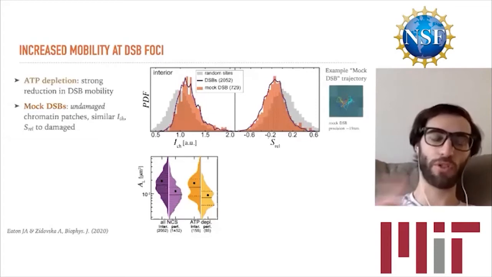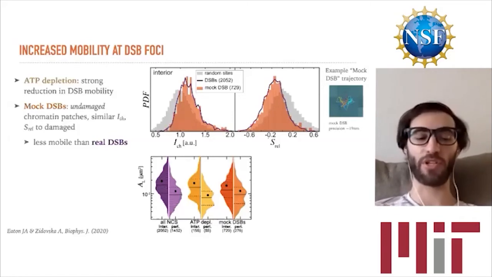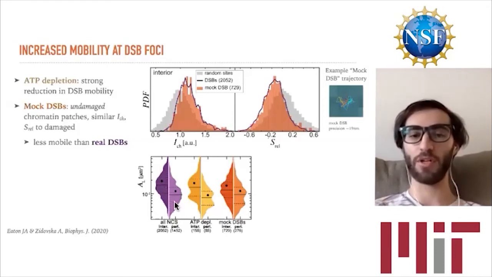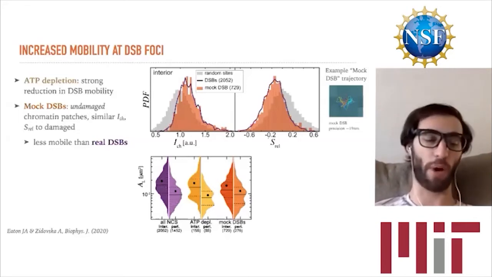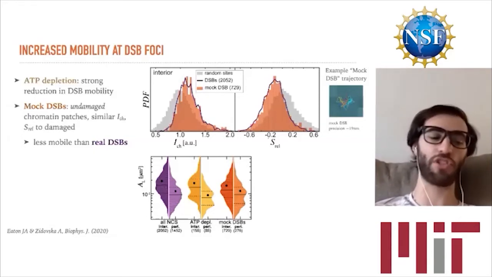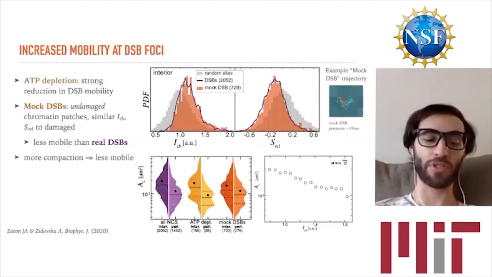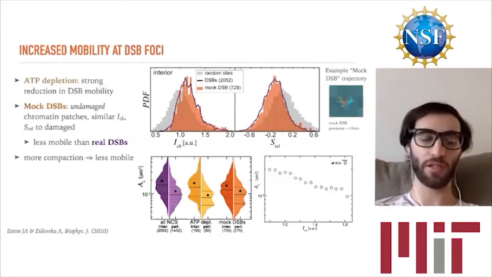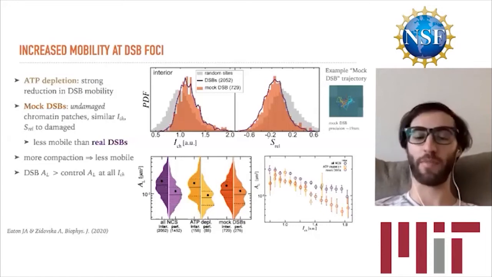And what we find, once you compare to real double-strand breaks, is that these patches of undamaged chromatin are less mobile as measured by this long-term area explored measure that we have right here. So again, purple are real DSBs, and we see that both the ATP-depleted ones and the mock DSBs are less mobile. And then, to verify that these decreases are actually from activity and not due to some changes in the chromatin compaction, we plot this mobility as a function of ICH. For our real DSBs, we see a clear systematic decrease in the mobility with increases in chromatin compaction. And interestingly, both the ATP-depleted DSBs and the undamaged sites follow the systematic decrease in the mobility.